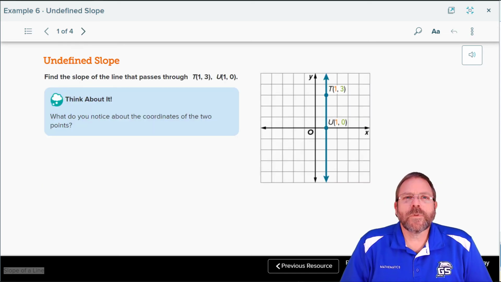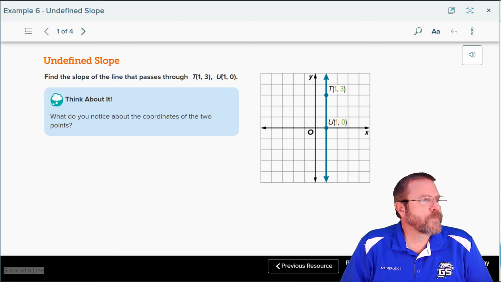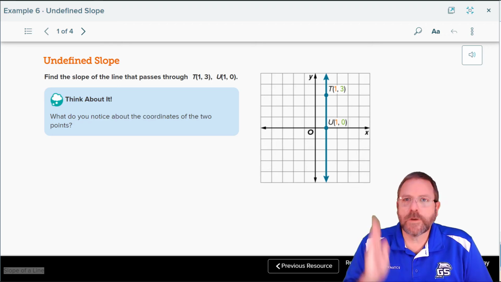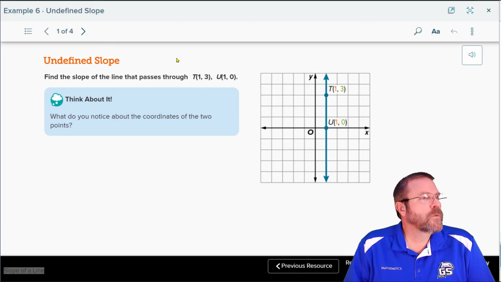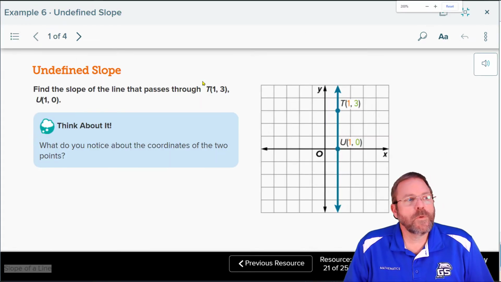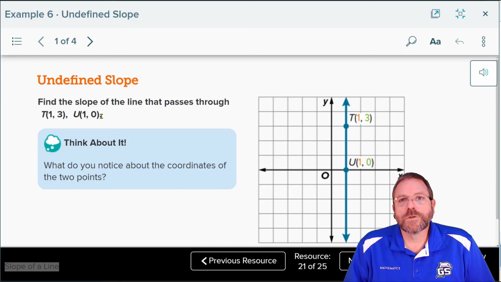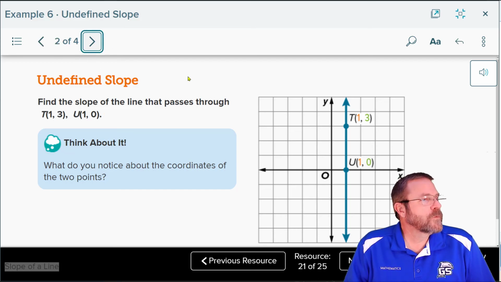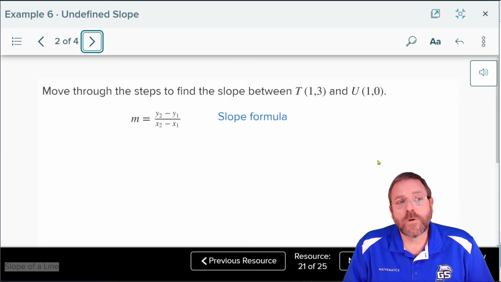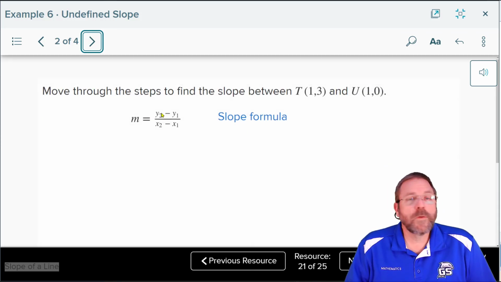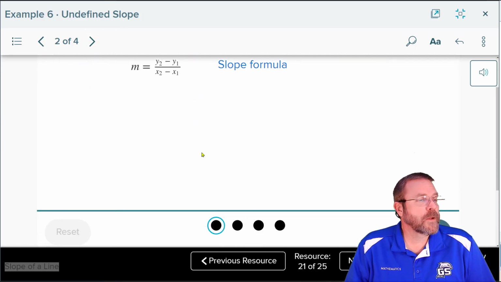But how about an undefined slope? Here you can see we get a line that is vertical, 100% straight up and down, and it gives you the points T, which is (1, 3), and U, which is (1, 0). It wants us to find the slope of it. We're going to work it the exact same way, starting with the formula. Slope is equal to y2 minus y1 divided by x2 minus x1.